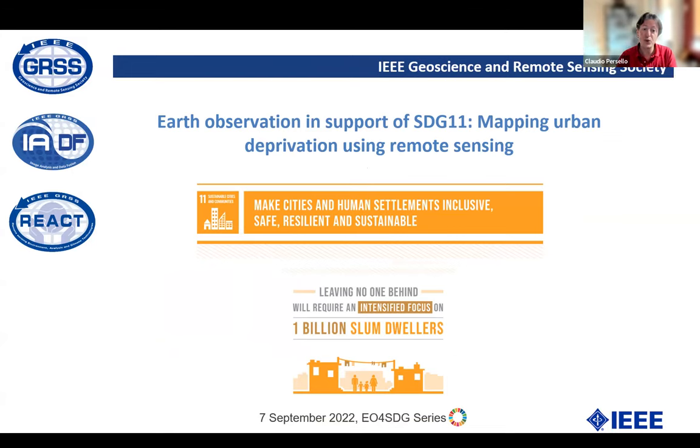So today we focus on SDG 11, which aims at making cities and human settlements inclusive, safe, resilient, and sustainable. More specifically, we will talk about mapping slums or deprived urban areas, which is a topic linked to indicator 11.1.1. And as you can see, just to give you an order of magnitude of the societal challenge we are talking about, according to current estimates, there are 1 billion people living in informal settlements or slums.